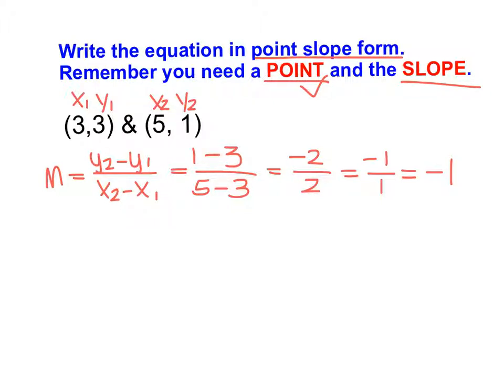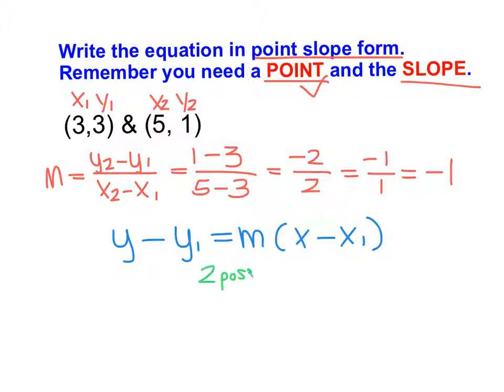Then what I'm going to do next is write the equation of my line into point-slope form. Remember, that's y minus my y-coordinate is equal to my slope times x minus my x-coordinate. And since I have 2 points, I'm going to write this in 2 different ways. So there are 2 possible equations that you could write for me here.